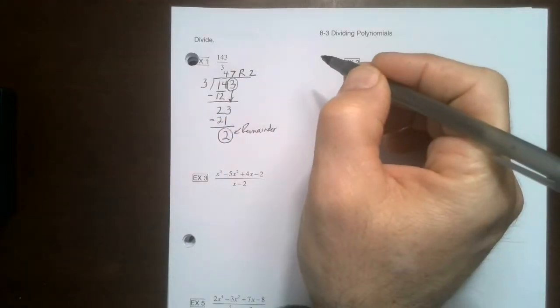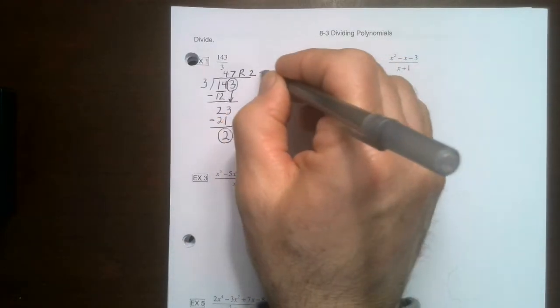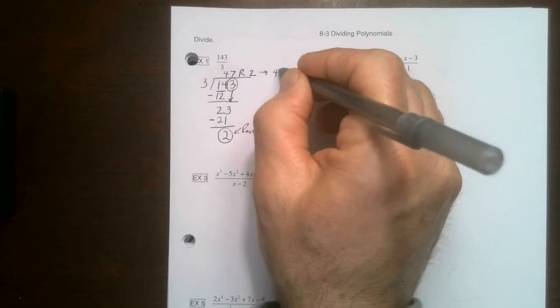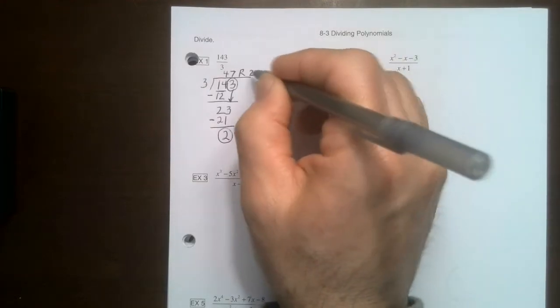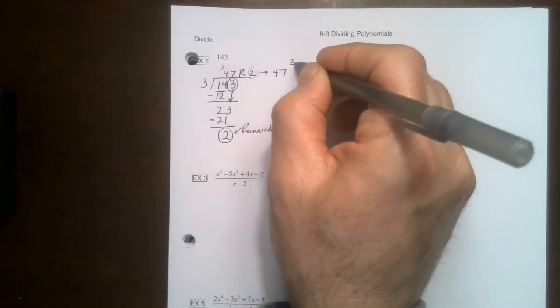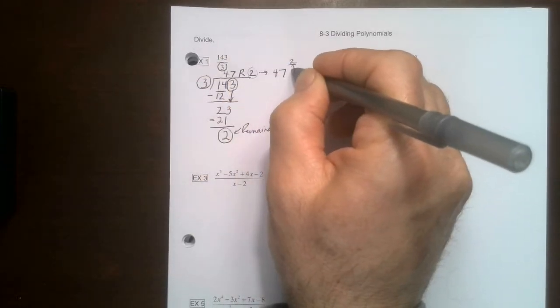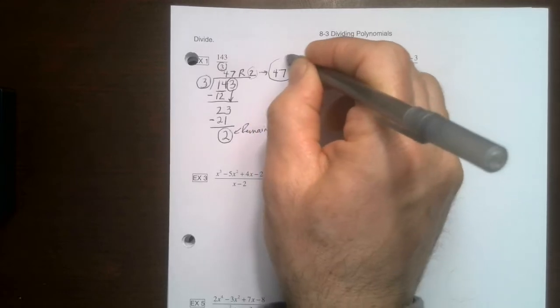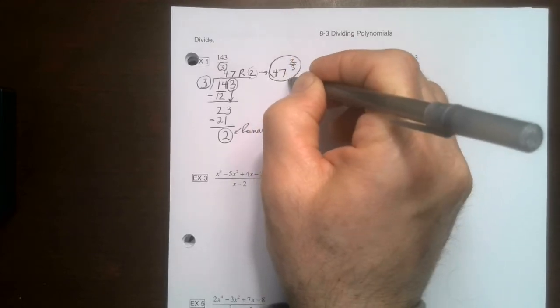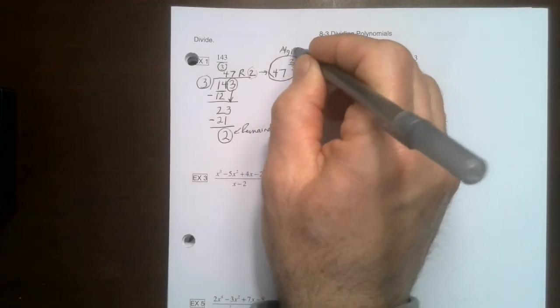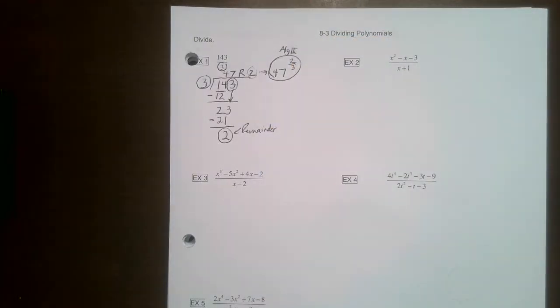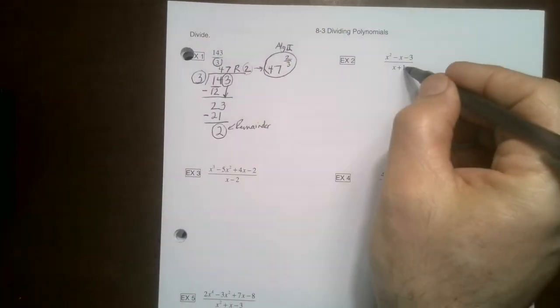I don't know if you remember that, which is fine, but algebra wants you to go 47, and then you take your remainder and you put it over whatever you're dividing by, and that's called fractional form, and that's what Algebra 2 wants from you guys. So keep that in mind. Now we're going to actually get into the algebra part.